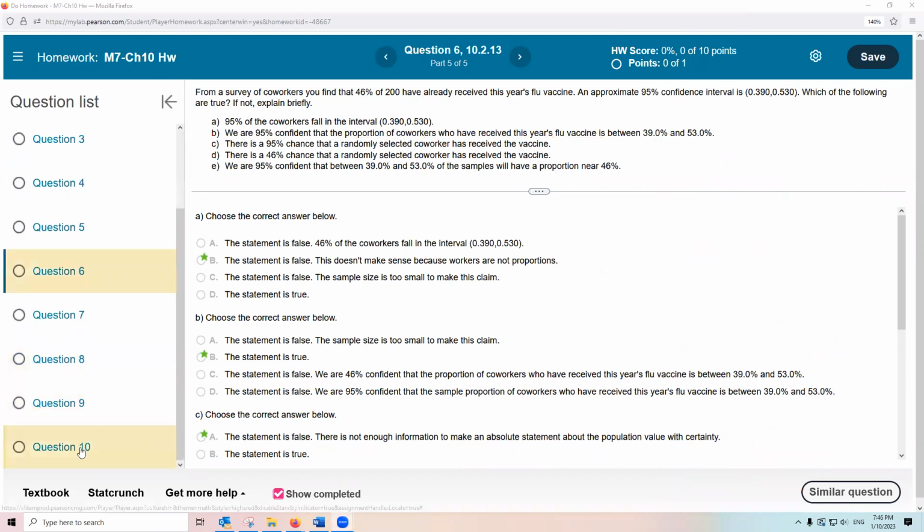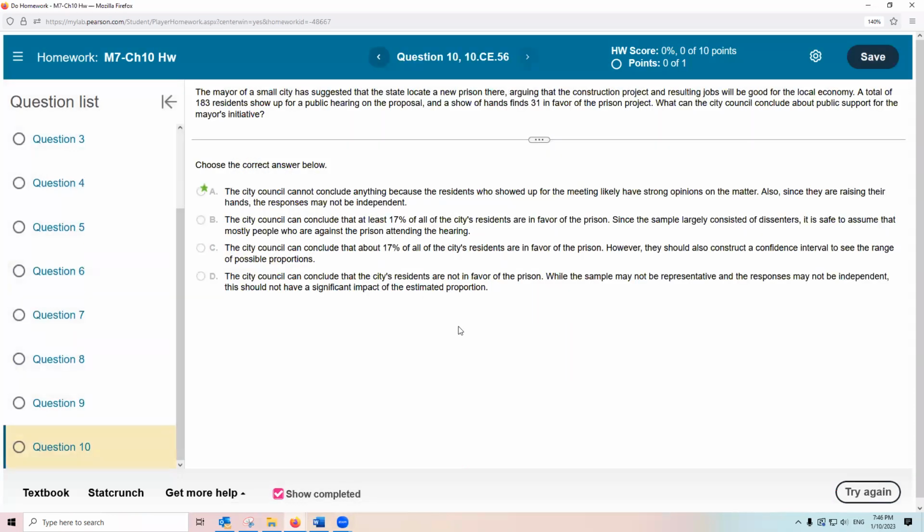All right, let's do one more here. Let's take a look at this one. It says the mayor of a small city is suggesting that the state locate a new prison there. The construction project and resulting jobs will be good for the economy. And it looks like they're going to have a hearing on this. So a total of 183 people show up for the hearing, and 31 are in favor of the project. What can the city council conclude about public support?